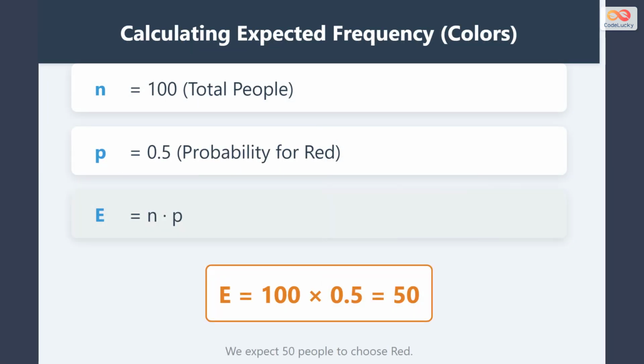Using our formula, n is 100, and the probability p for choosing red is 0.5. 100 times 0.5 equals 50. Therefore, we expect 50 people to choose red.